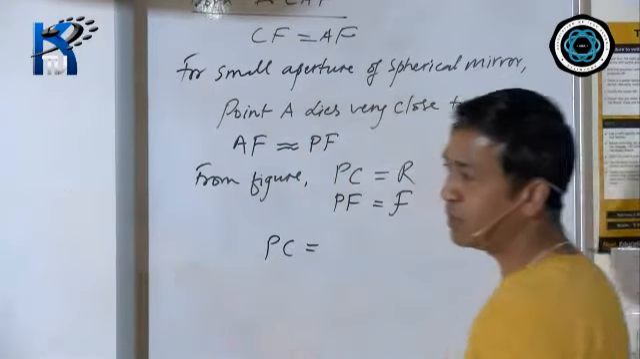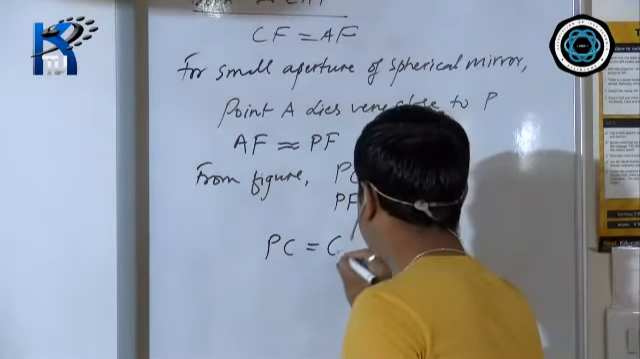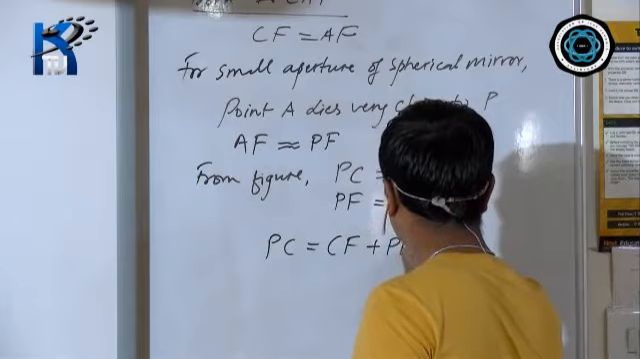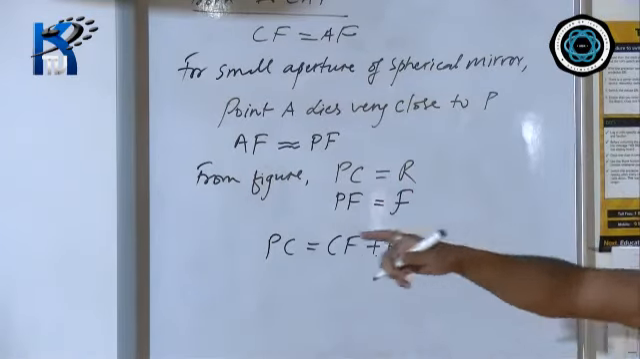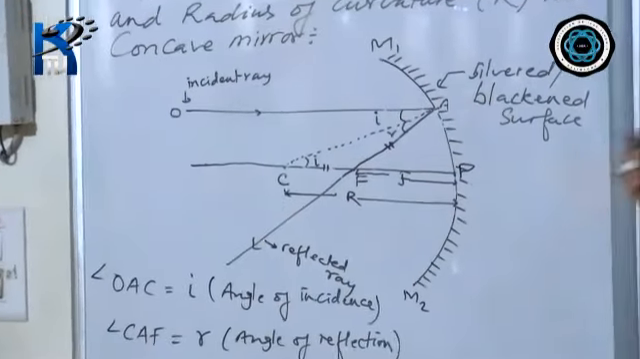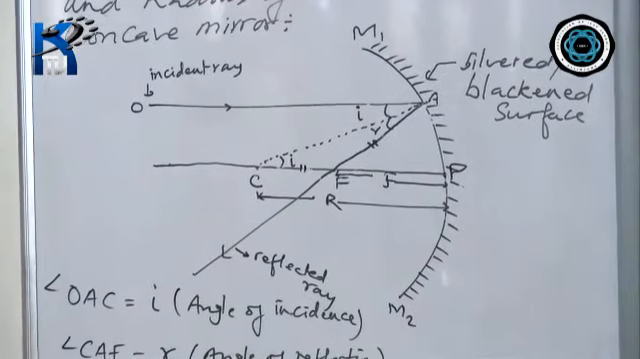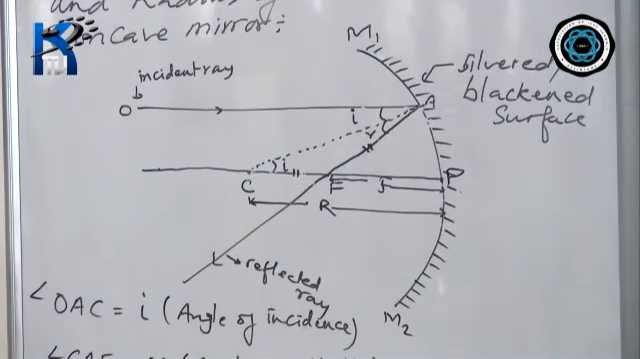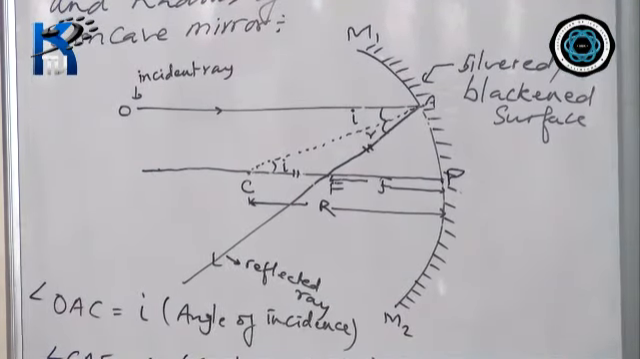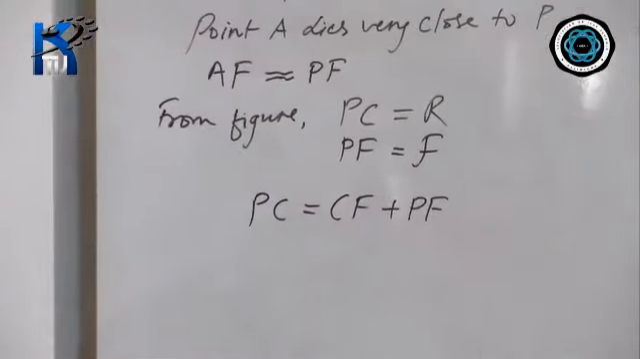PC from the figure as CF plus PF. If you see the diagram again, I request you to see the diagram also. PC can be split and written as CF and PF. That means the sum of CF and PF gives you PC, which means PC equals CF plus PF.